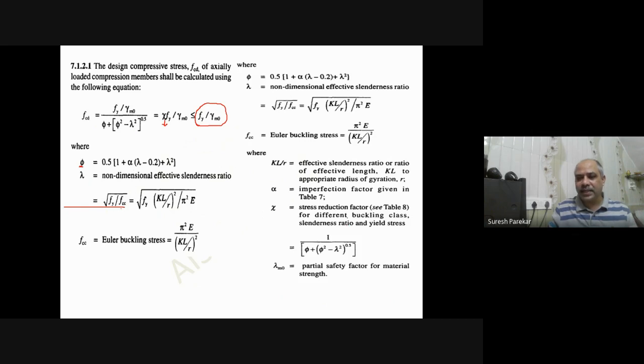Chi we have already seen, the stress reduction factor. We can use table 8, or we can find the value of the reduction factor by using this formula. Phi we can find from this. So likewise we can use this formula and find the FCD value, or we can use table 9 directly, which gives me the FCD value, or table 8, which gives me the value of the stress reduction factor.